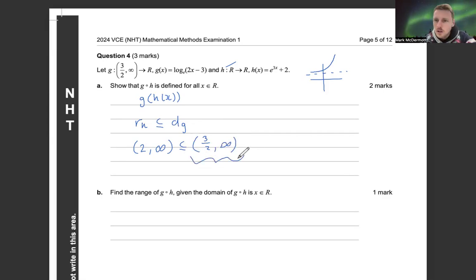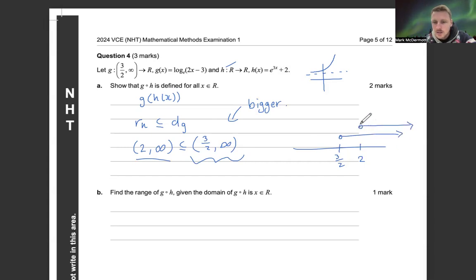This thing has to be smaller. So that 3 on, sorry, this thing has to be bigger. Yeah, sorry. This thing is the bigger thing. So 2 to infinity sits entirely within 1.5 to infinity. If you're ever stuck, like me, clearly, just draw a number line. So, 3 on 2 is here. 2 is here. 3 on 2 to infinity would be this subset, and 2 to infinity is that subset. So this top line fits entirely within the other line.